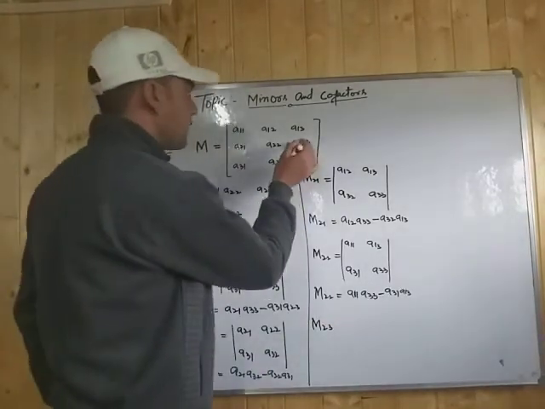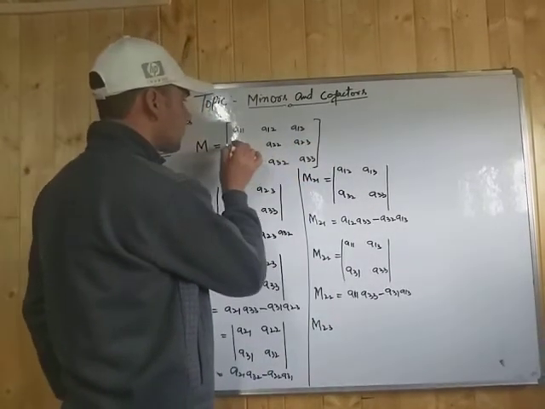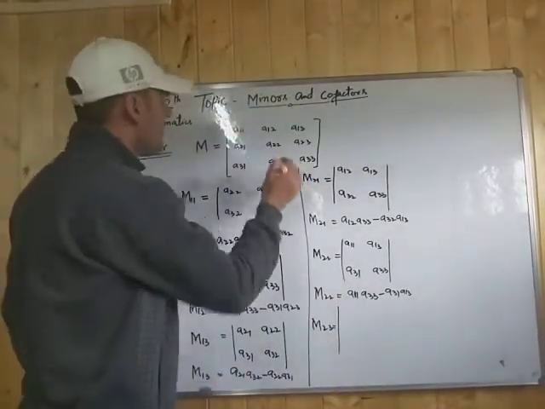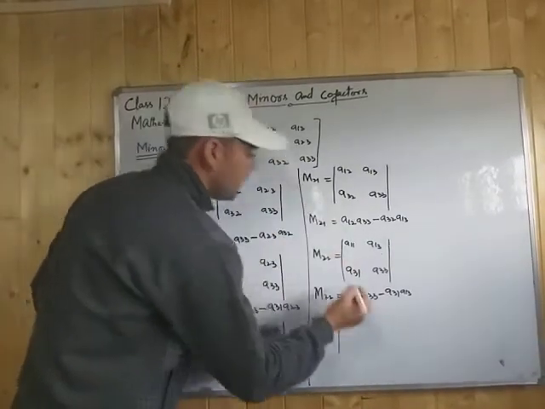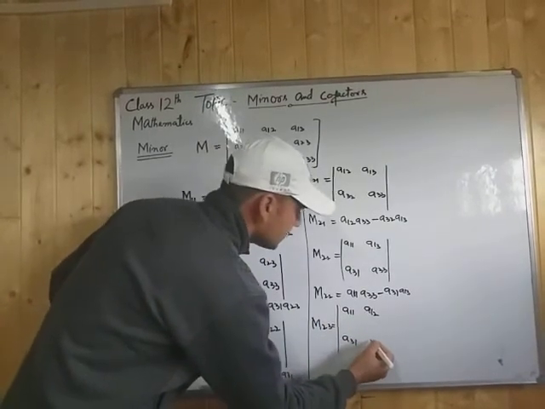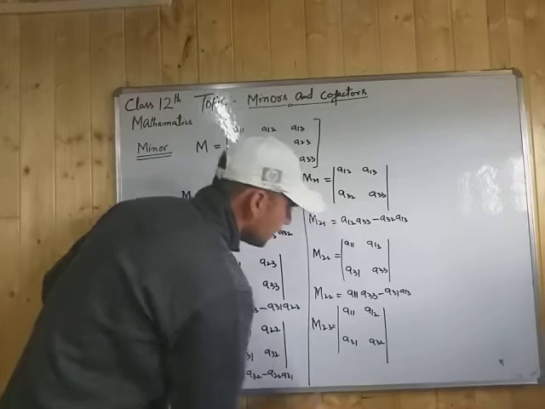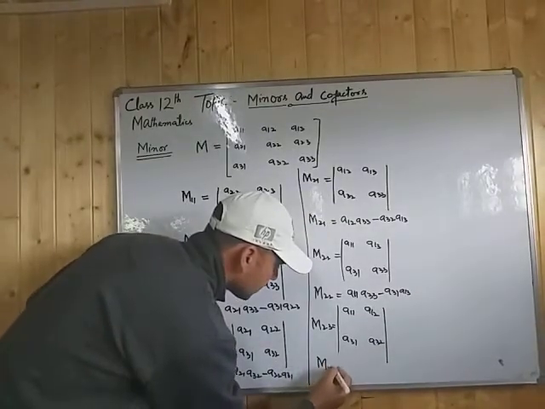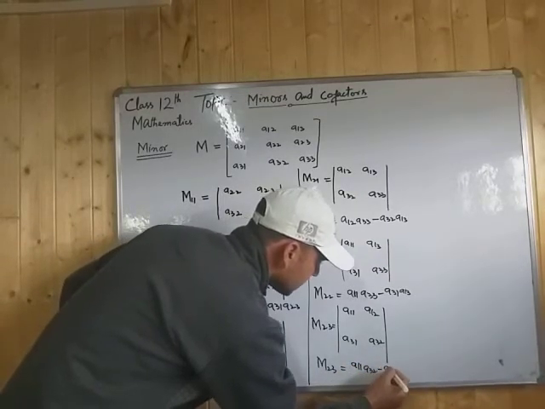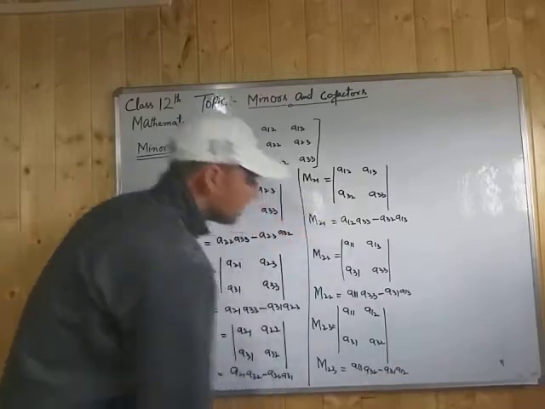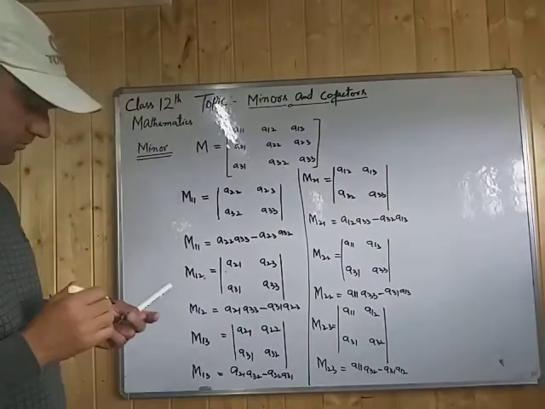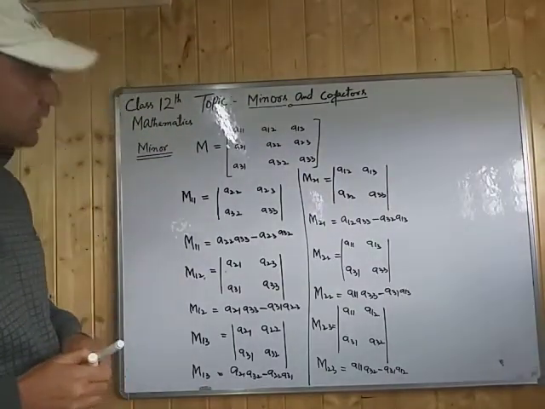Similarly, we write here M23. This position is the element of second row and third column, so the determinant will be from deleting second row and third column. It will be A11, A12, A31, A32. So M23 is equal to A11 A32 minus A31 A12. तो ये M23 निकला.